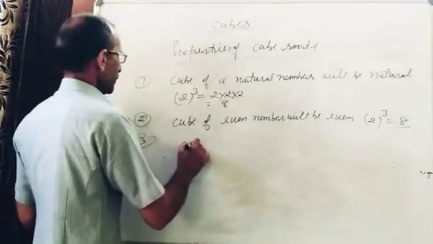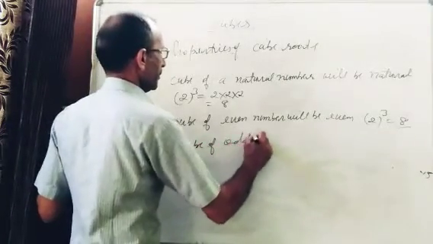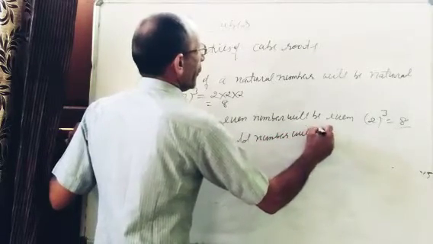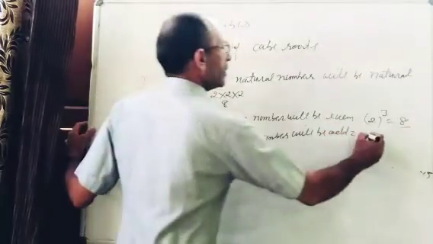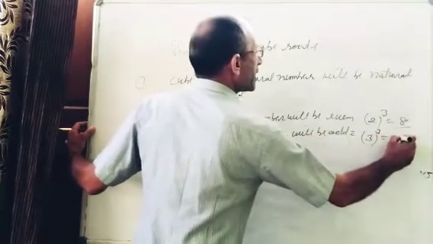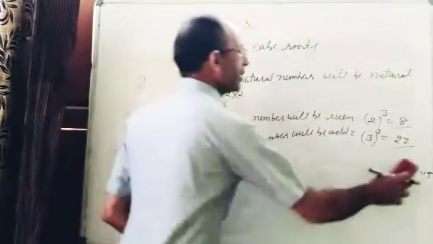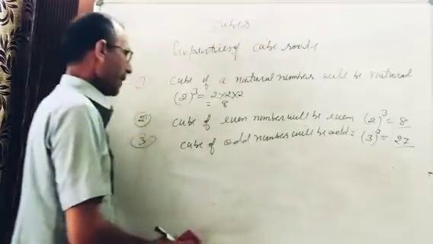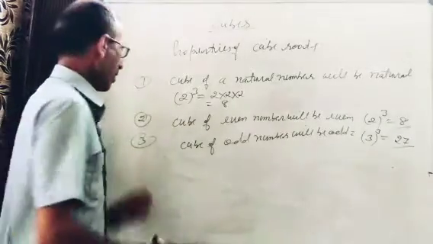So the cube of an even number will be even. Third, the cube of an odd number will be odd. 3 is an odd number, 3 cube is 27, and 27 is odd. Understood? So the cube of an even number will be even and the cube of an odd number will be odd.